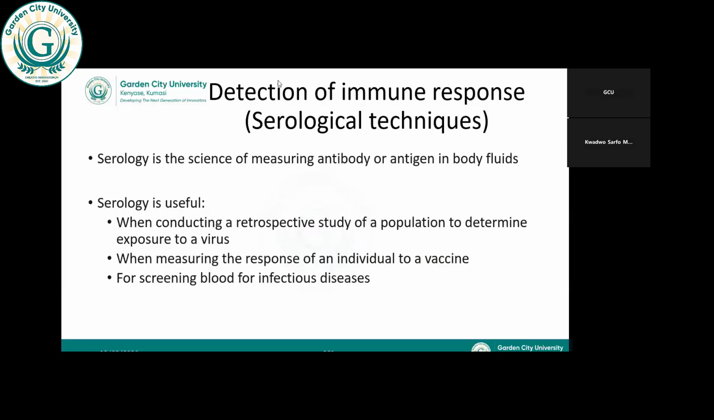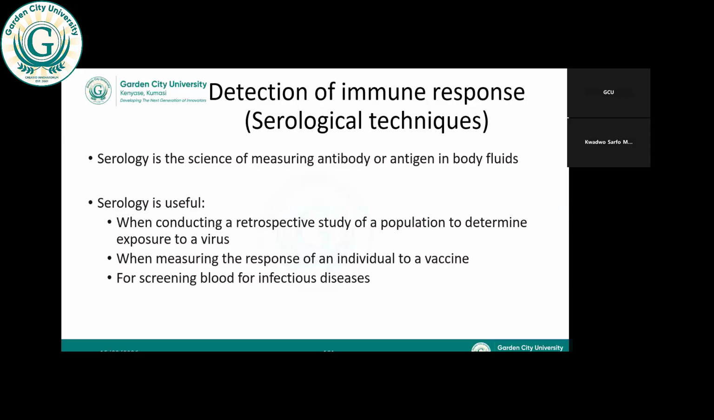You can also use another approach, a serological technique, where you want to measure immune response. So antibodies or antigens in the fluids of the client or the patient. And once people get exposed to pathogens, they will build immunity. So we can do retrospective studies, going back into the population to see how many have been exposed to the coronavirus, how many have been exposed to TB.